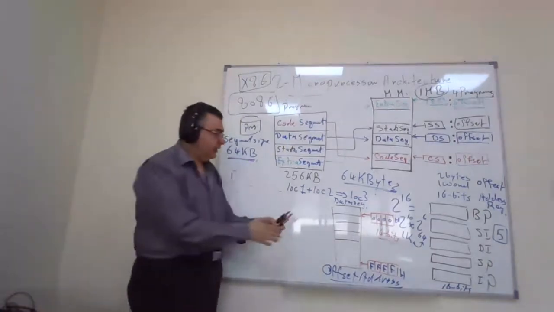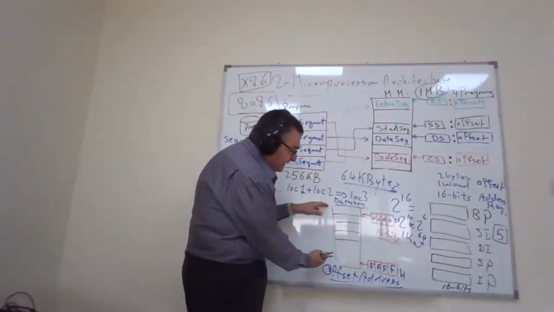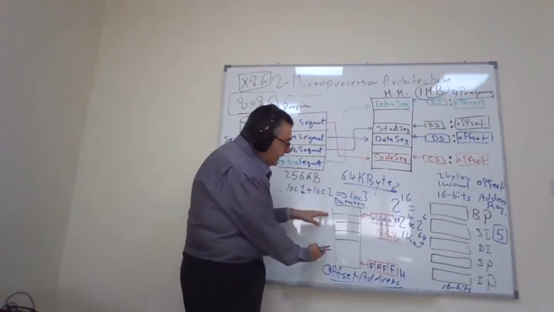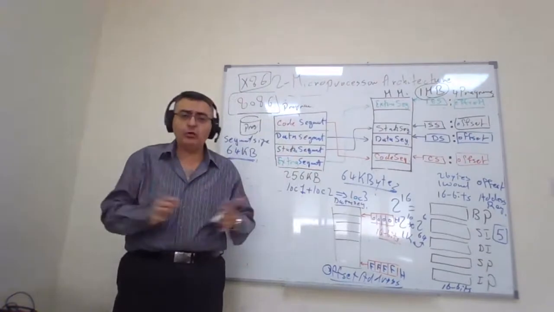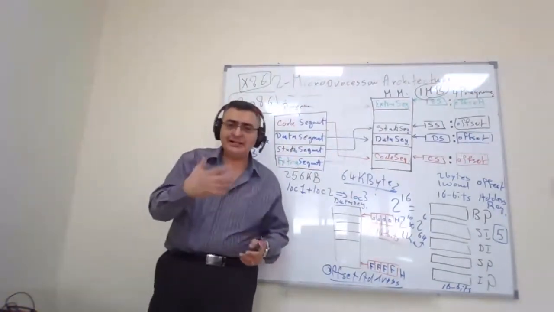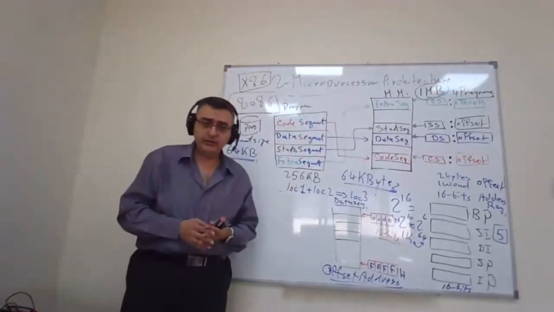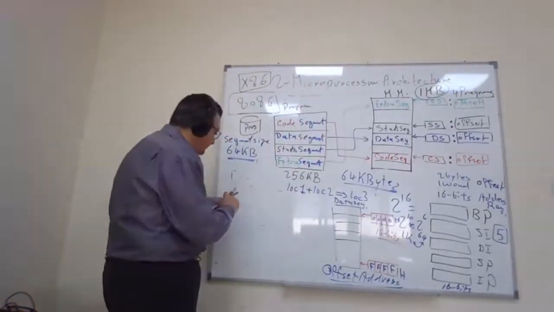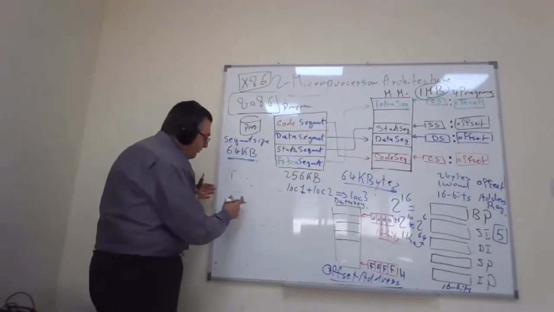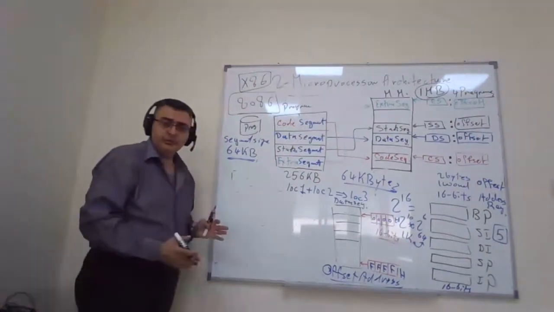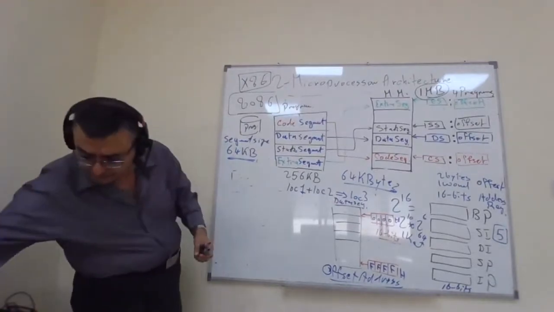In assembly, this is the segment, and the segment size is 64 kilobyte, and it has an offset address. Offset address means the address within it. Like what? I will give you an example to make the idea a little bit clearer. Say I am building maybe a university. So I have buildings inside the university.